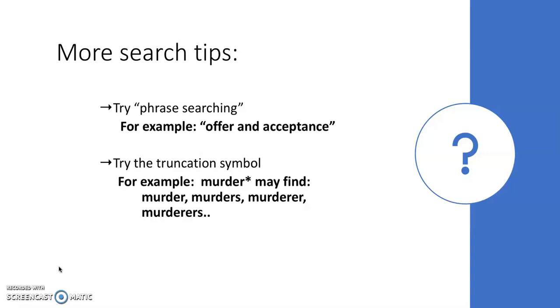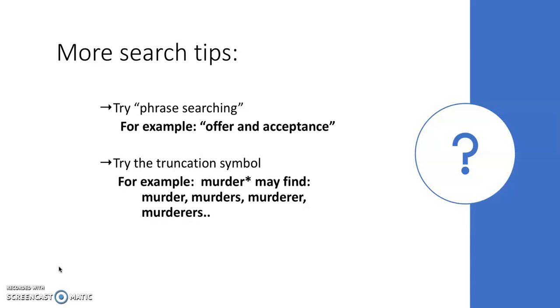You may want to put two or more words together to do phrase searching. Enclosing words in double quotation marks will instruct a database to search for those words as a phrase. For example, "offer and acceptance". If you don't put that phrase in speech marks, the database will search for each individual instance of each individual word. So you would find all mentions of offer and all mentions of and all mentions of acceptance. They won't necessarily go together to refer to the contract law term offer and acceptance.